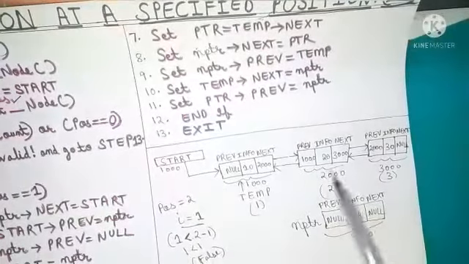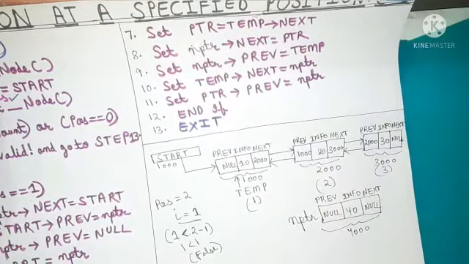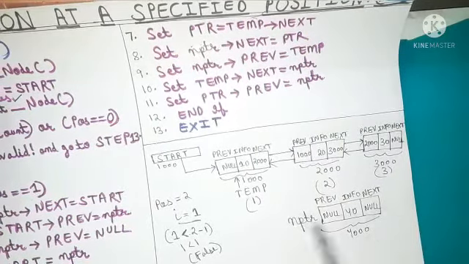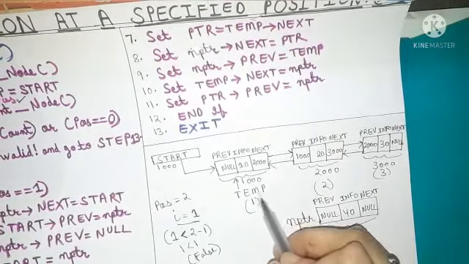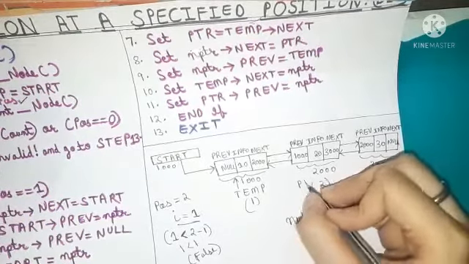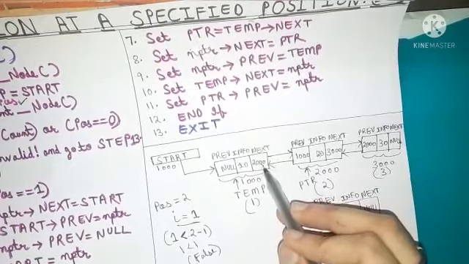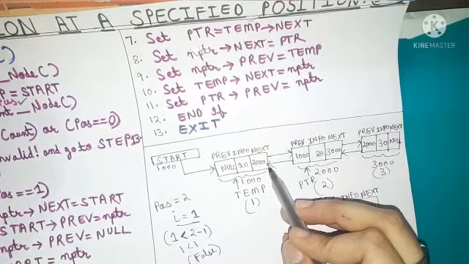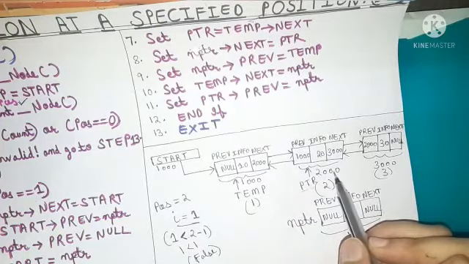Then we will set ptr is equal to temp next. That means we will take one more pointer so that there will be no confusion. Temp is present at the starting node, so we will set ptr here. ptr is equal to temp next. Temp next is the node whose address is 2000. So we will set the pointer ptr at the node whose address is 2000.